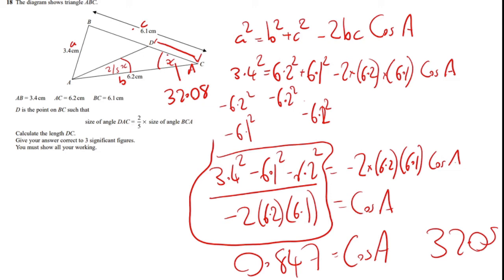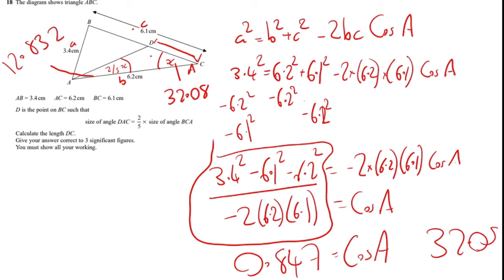And I'm actually trying to work out this side. If I know that's 32.08, I can actually work out this side here, because that's also just going to be 2/5 of X. So if I times that by 2/5, that's going to be 12.832.